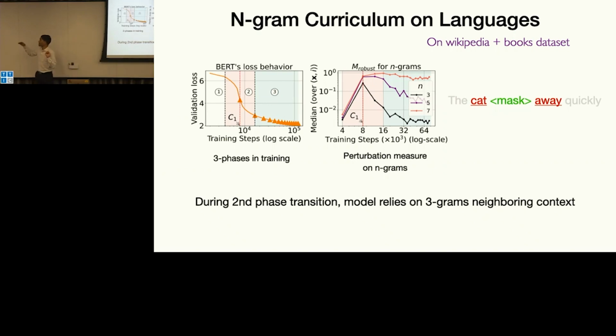In fact, it shows an inflection point in its second phase where it switches its dependence from 3-grams to more 7-grams and 9-grams, and so on and so forth.